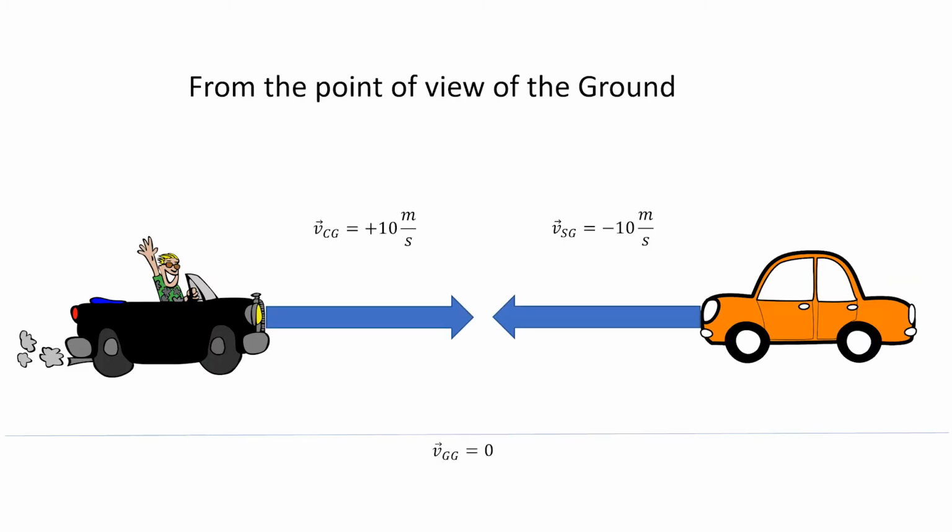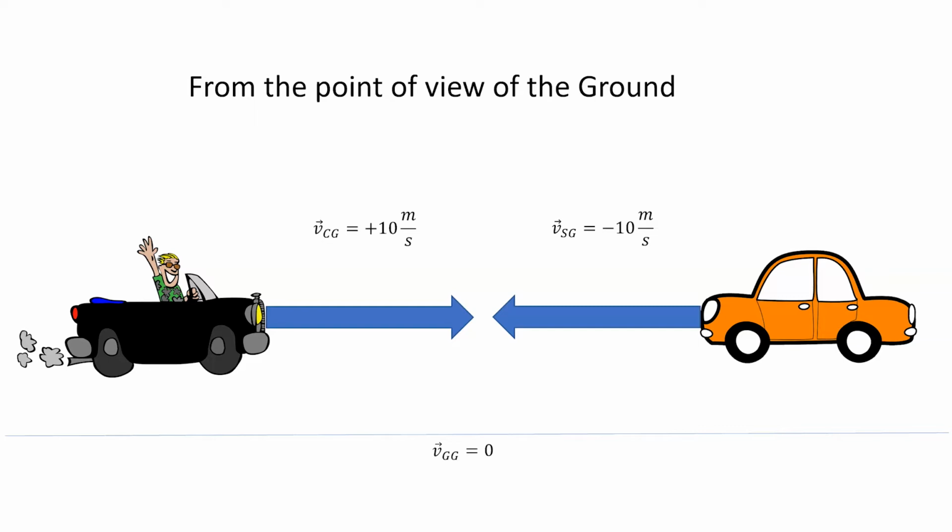So you've probably heard head-on collisions are really bad things because if one car is going to the right at 10 and the other car is going to the left at 10, then they crash into each other at a relative speed of 20 meters per second. But what is it that's going 20 meters per second? Certainly neither car is going 20 meters per second, or are they?